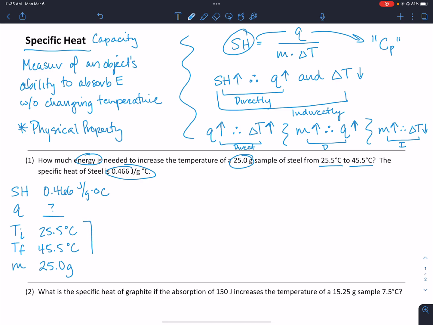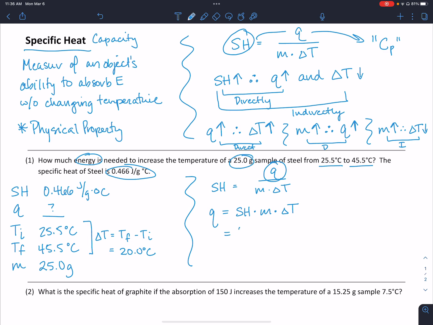Our temperature values can be used to calculate delta T. Remember, that's T final minus T initial. So in this case, delta T is going to be 20 degrees Celsius. We have everything we need. We look at our formula: specific heat is equal to Q divided by mass times delta T. Now I'm solving for Q, so I'm going to rearrange. Energy is going to be equal to specific heat times mass times delta T.